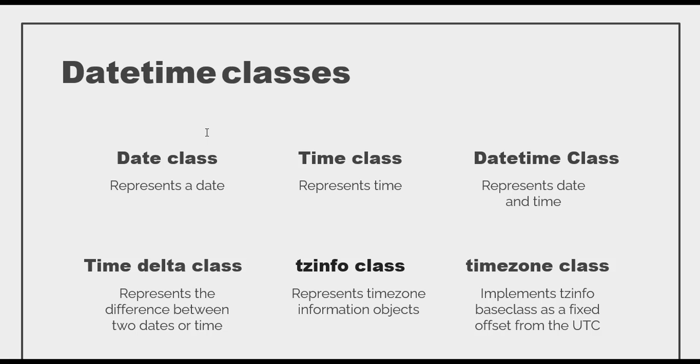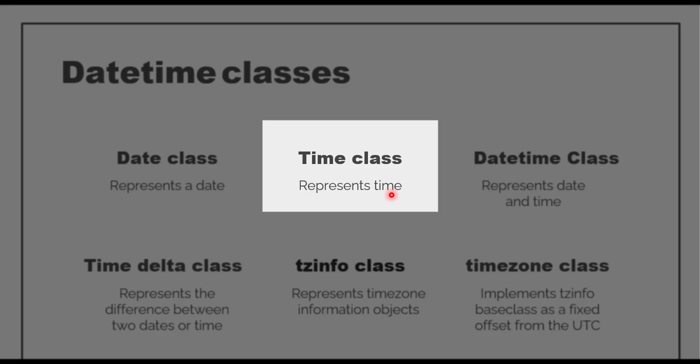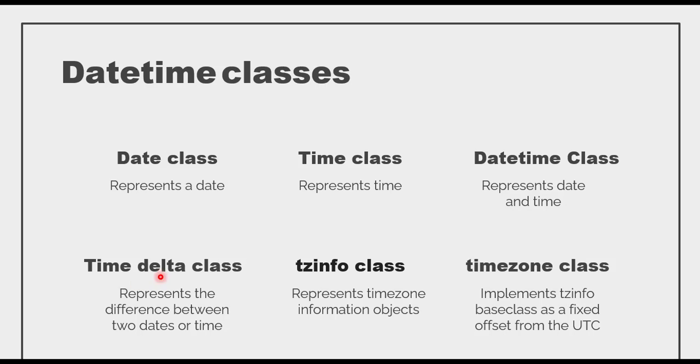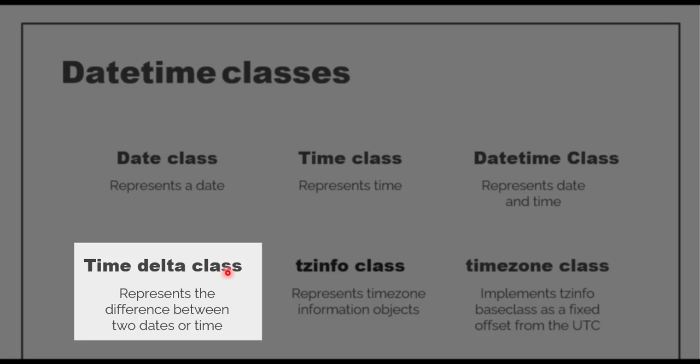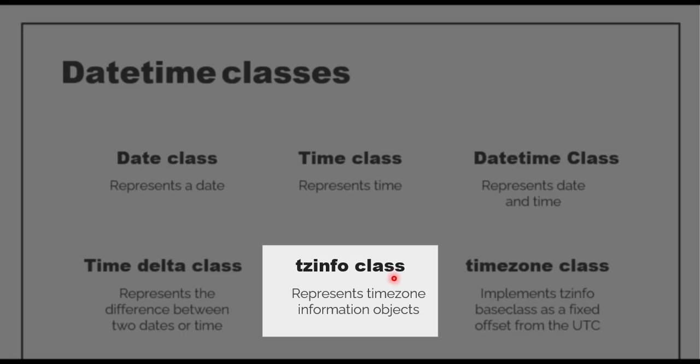Python has 6 datetime classes. The first one is the date class. The date class represents a date. The time class represents time. The datetime class represents both date as well as time. The timedelta class represents the difference between 2 dates or 2 times. And then we have the tzinfo class.